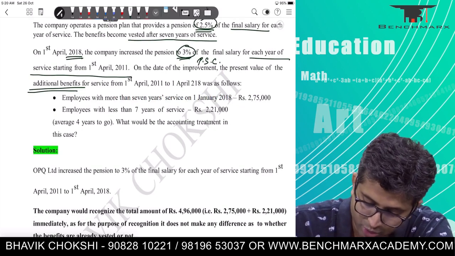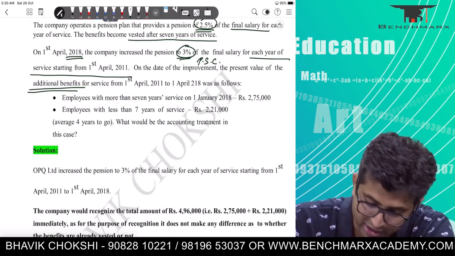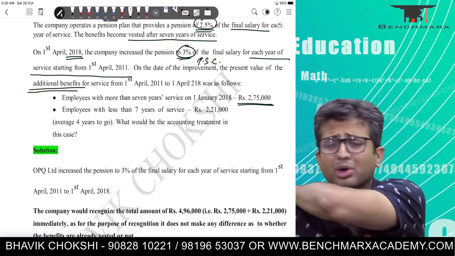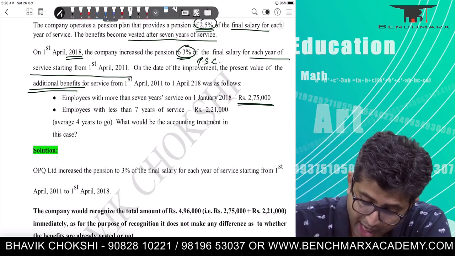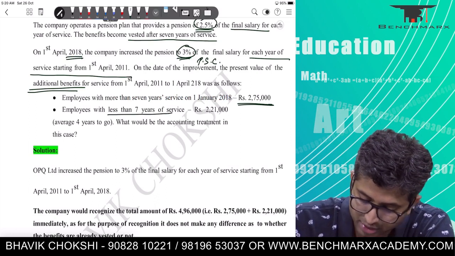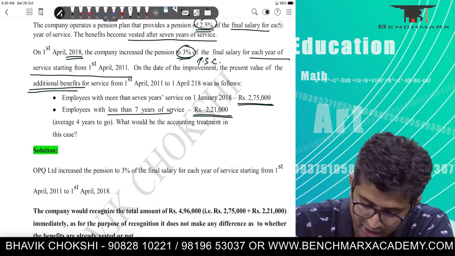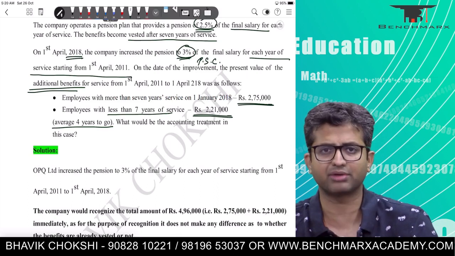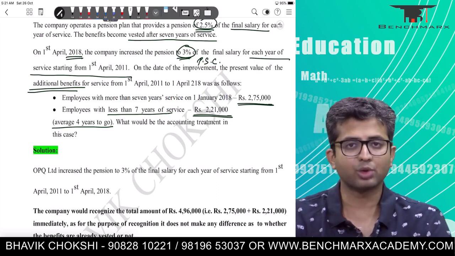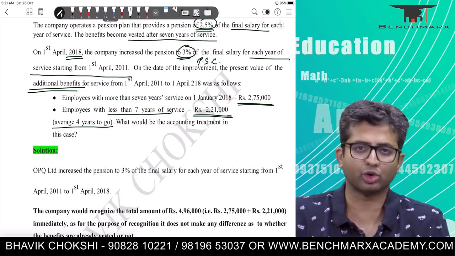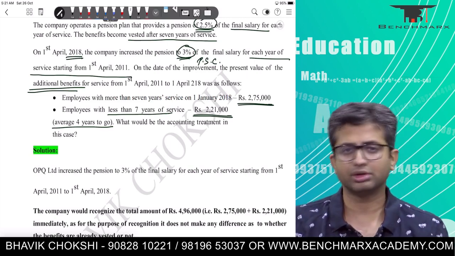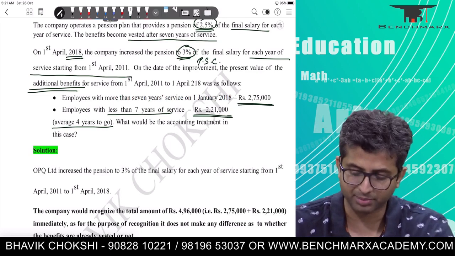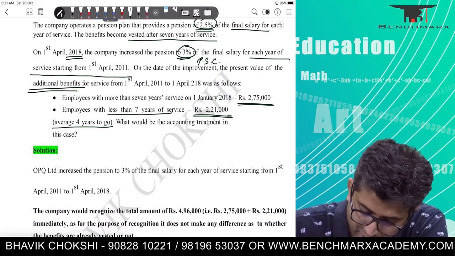as follows. Employees with more than 7 years service already rendered, that is 2,75,000. So if these employees leave immediately, they will be entitled to 2,75,000. Employees with less than 7 years of service, this is 2,21,000, average 4 years to go, so maybe they have rendered 3 years of service, but if you expect that the remaining 4 years are going to be rendered, then you also have to pay them 3%, not 2.5%, and hence, what would be the accounting treatment in this case?